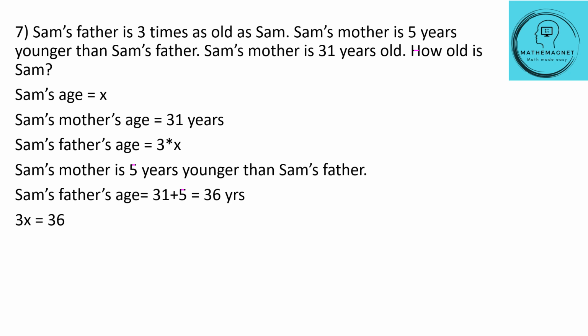Now we also know Sam's father's age is 3x. So 3x is equal to 36. So x is equal to 36 divided by 3, which is equal to 12 years. So Sam's age will be 12 years old.